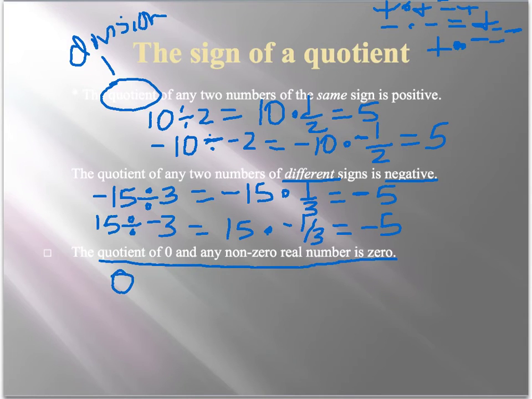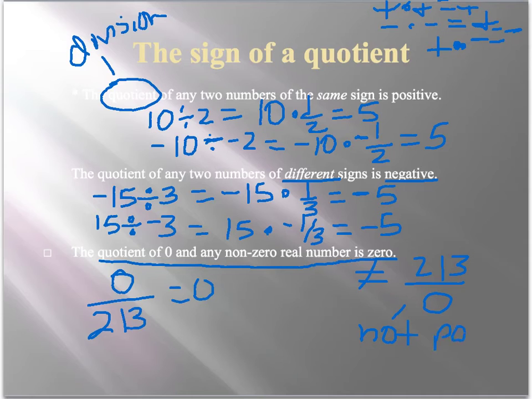Okay, the quotient of 0 and any non-zero real number is 0. So basically what that says is 0 divided by any number equals 0. What this does not mean is a number divided by 0, because that's not possible. So basically this says if I divide 0 by any number, A, my answer is always, always 0.